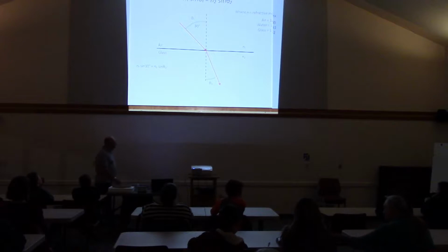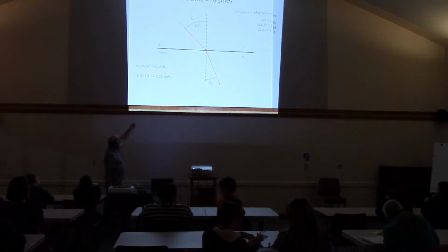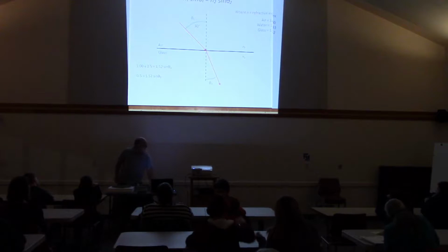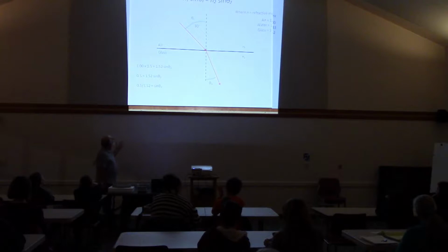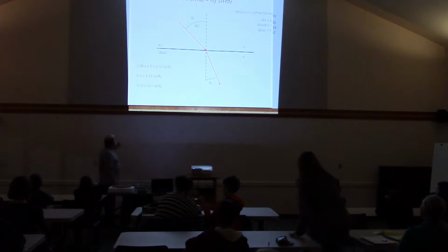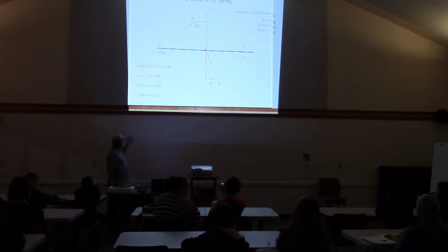Well, the sine of 30 degrees is one half. We know N1 is air, so that's 1. So we have 1 times a half is equal to 1.52 times the sine of that angle. 1 times a half is a half. Divide both sides by 1.52. This is just basic algebra. And you get 0.3289, roughly a third, but we'll keep it down to four places. That equals the sine of theta 2.